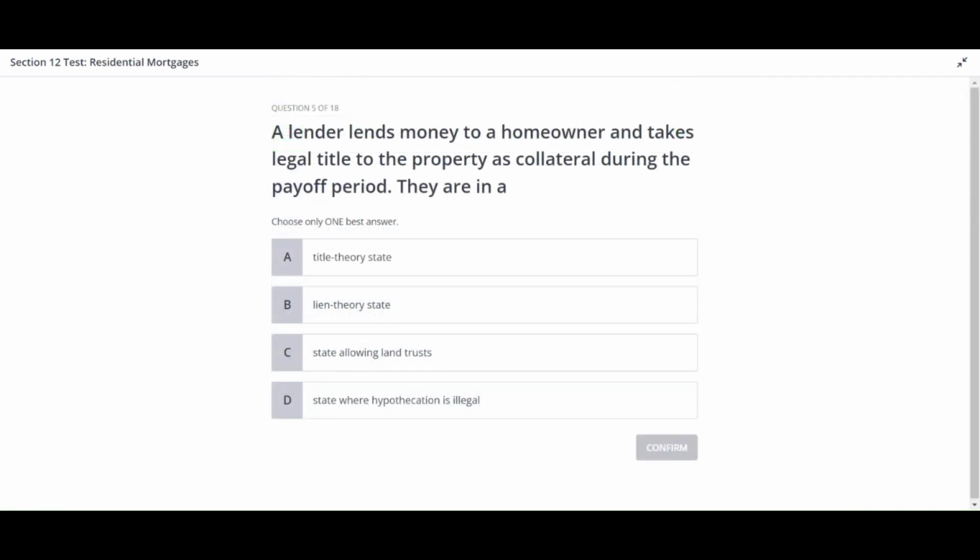Question number 5. A lender lends money to a homeowner and takes legal title to the property as collateral during the payoff period. They are in A. Title theory state. B. Lien theory state. C. State allowing land trusts. D. State where hypothecation is illegal. Alright, make your selection now.